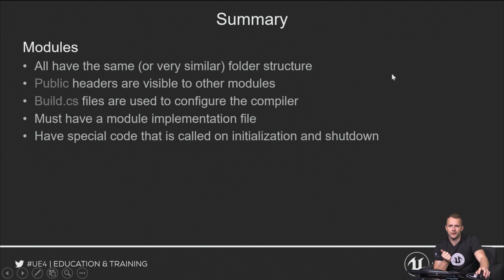So that's it. Once again, remember that we have a lot of modules in the engine, and you can use all of them in your plugins. Just pick the functionality you need and integrate them and add them as a dependency in your module's build.cs files, so the compiler knows what to pull in. All these modules have pretty much the same structure with public and private folders, and they have a build.cs file and a module implementation. And then they each have special functions that you can implement, you don't have to, that are called on module initialization and shutdown as well.